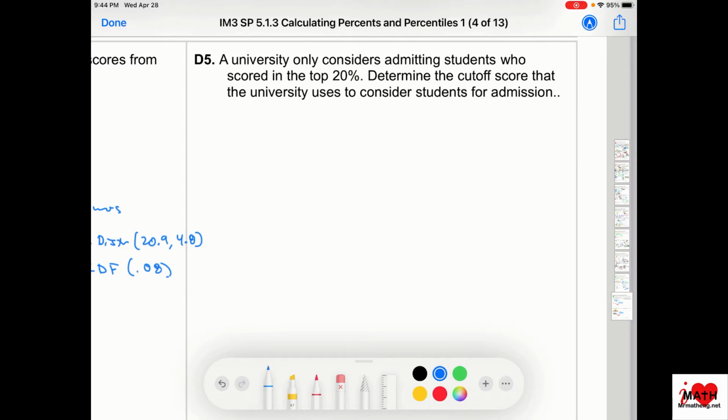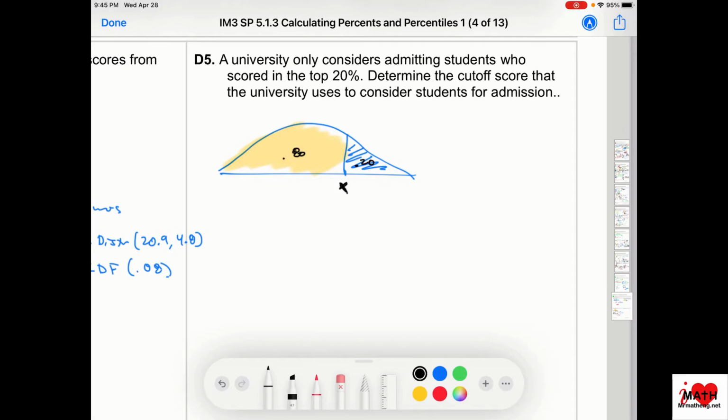A university only considers admitting students who score in the top 20%. So let's just say this blue area here represents 20%. Determine the cutoff score that the university uses to consider students for admissions. So we're trying to find X. And remember, this yellow region is 0.80, because yellow plus blue equals 100%. 80% plus 20% equals 100%.